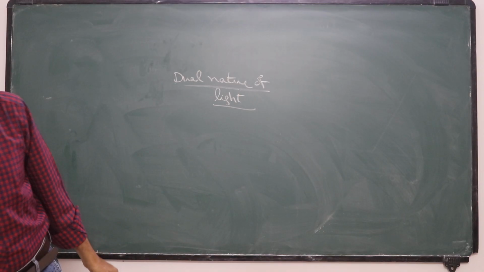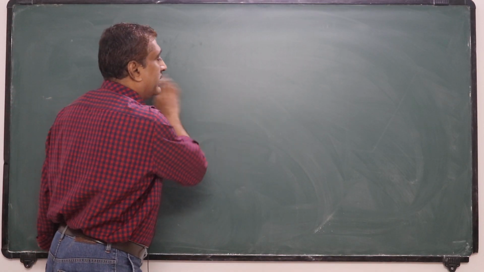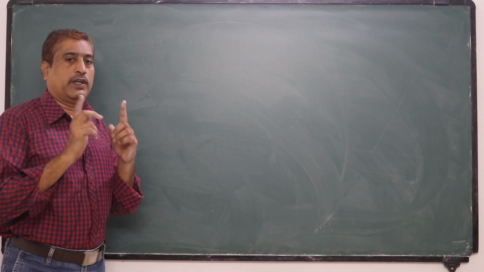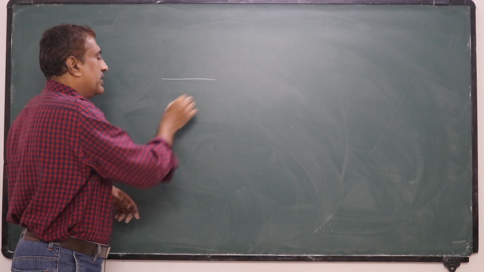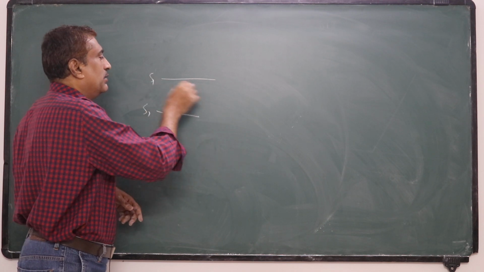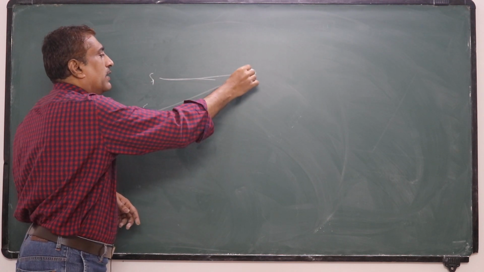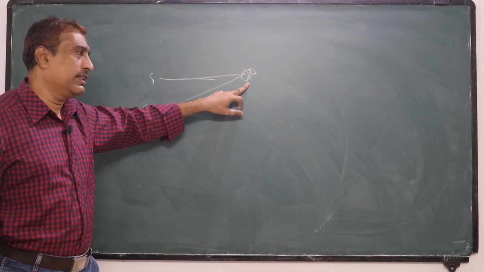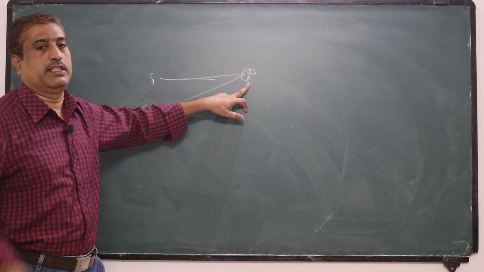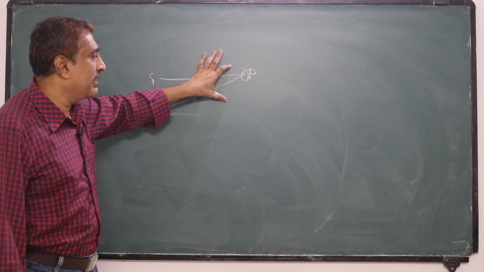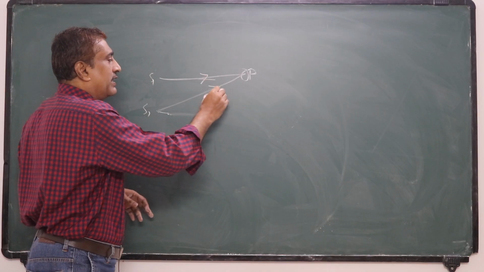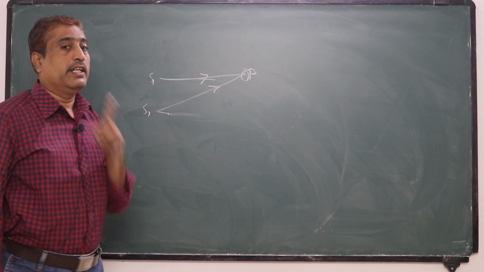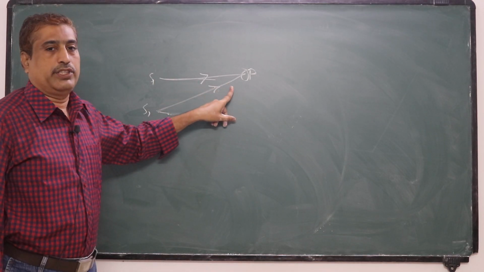Now take the example of interference. Interference means superposition of two waves from two different sources. That means light radiation from two different sources S1 and S2 meet at a point, and due to the superposition we call it interference. Diffraction is also the same, interference of secondary wavelets. In these phenomena a light wave is interacting with a light wave, radiation is interacting with radiation. In that case it exhibits wave nature.